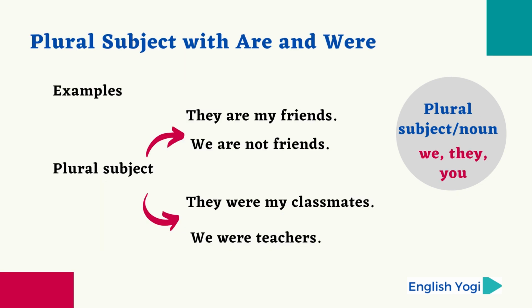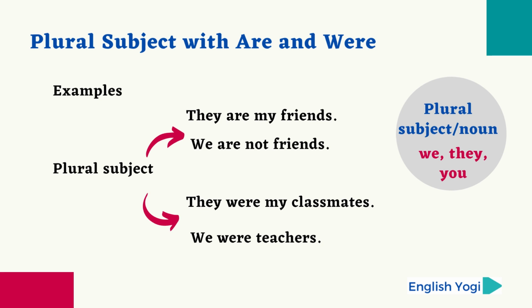So the second rule of using this to be form is plural subject with are and were. So what are the examples of plural forms of the subject? Those are we, they, and you. So these are the plural subjects, we can say plural nouns. And what is the rule? The rule is that with the plural subject, we should use the plural to be form. And what are the plural to be forms? They are, first, are in the present and were in the past.